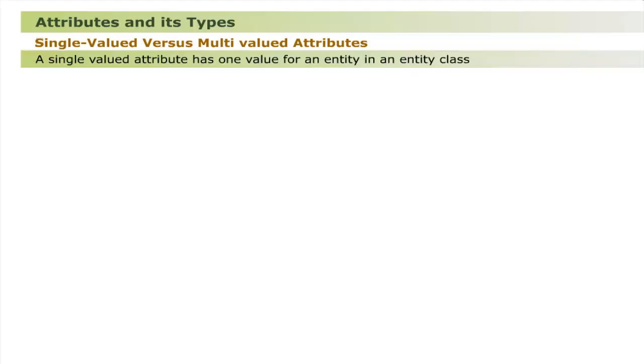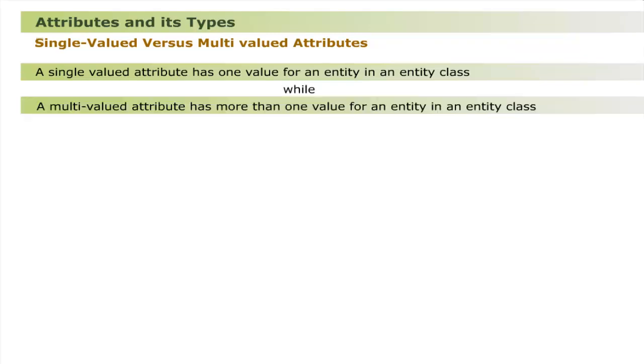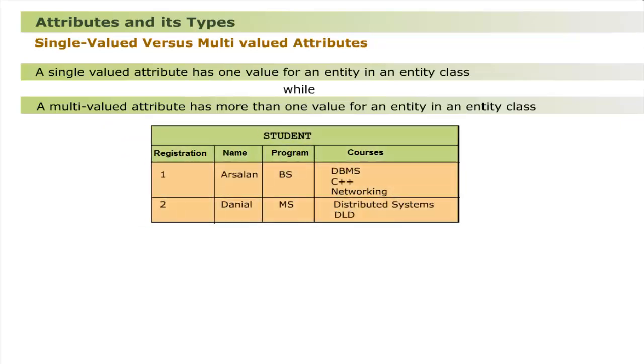Single-valued versus multi-valued attributes. A single-valued attribute has one value for an entity in an entity class, while a multi-valued attribute has more than one value for an entity in an entity class. Consider the entity class student. There are two entities with their respective attribute values. For each entity instance, the attributes registration number, name, and program have one value, that is, attribute registration number has value 1, attribute name has value Arsalan, and attribute program has value BS. Such types of attributes are called single-valued attributes.